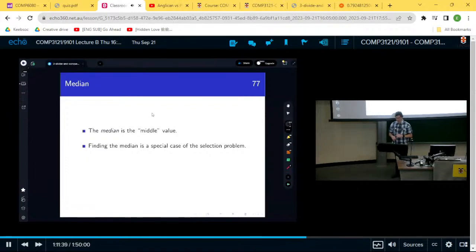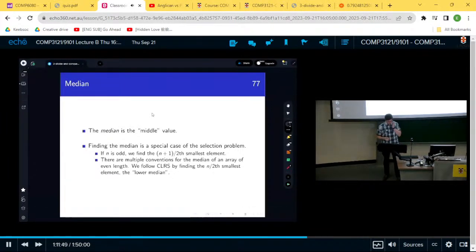Finding the median is a special case, of course, of our selection problem. When n is odd, it's clear what the median is. If n is even, it's not that clear.